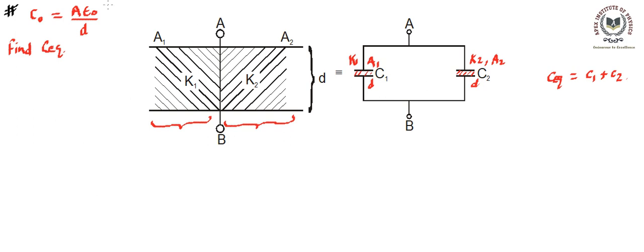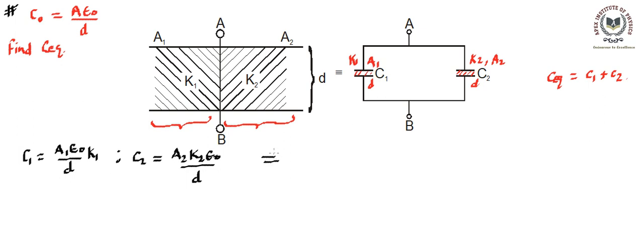Now the point is to write what the C1 is going to be, what the C2 is going to be written as. So we will say C1 will be written as A1 epsilon naught divided by D. This would have been the value of C1 without dielectrics, but there is a dielectric, so we are going to multiply it with K1. Similarly, C2 can be written as A2 K2 epsilon naught divided by D. So these are the C1 and C2.